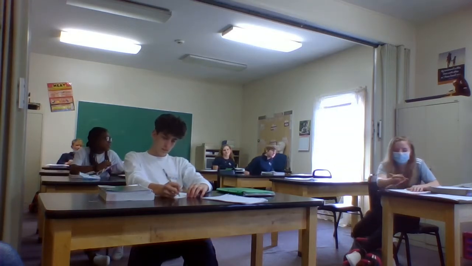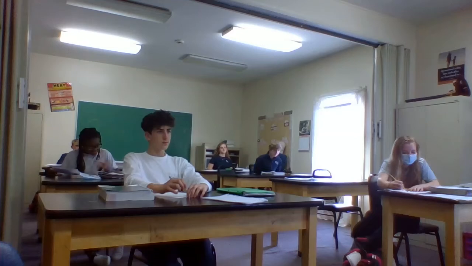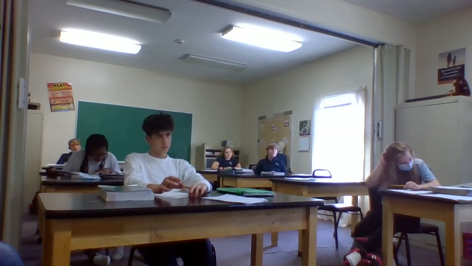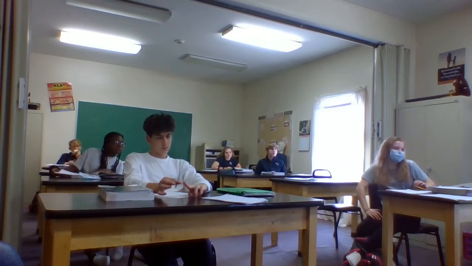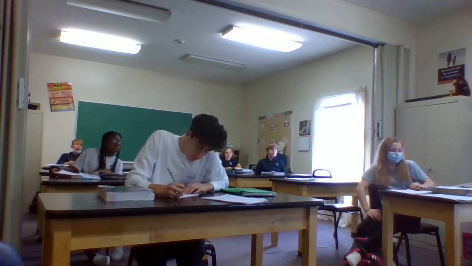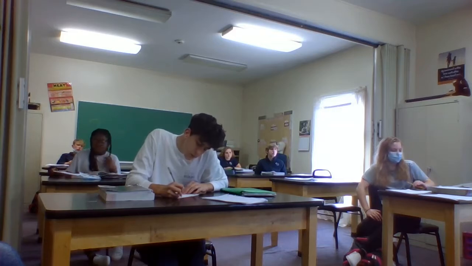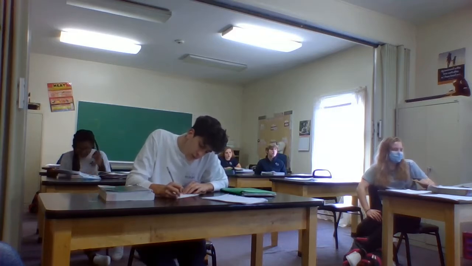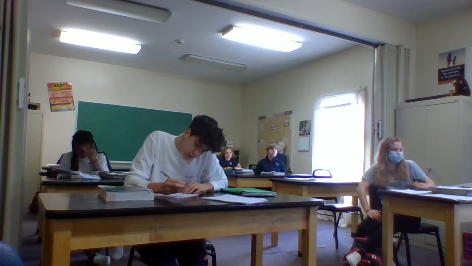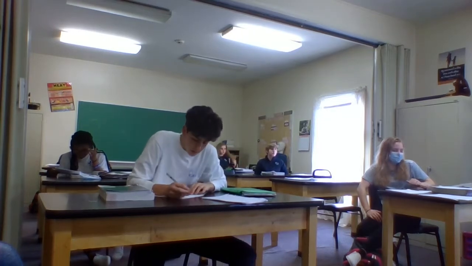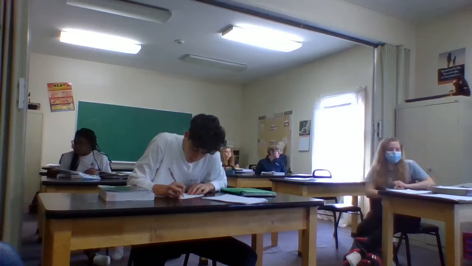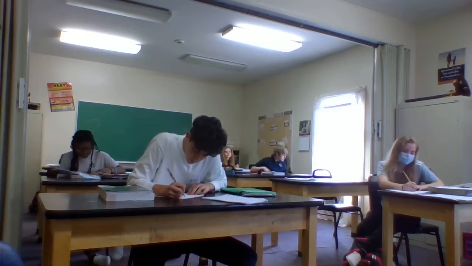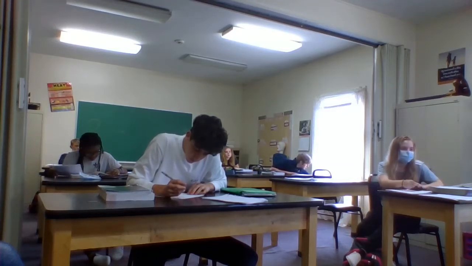Honestly, when you're looking at an isotope, this number down here represents the number of protons. This number up here represents the atomic mass, which we should all know is the protons plus the neutrons. So if you subtract the number of protons from the atomic mass, you get the number of neutrons.